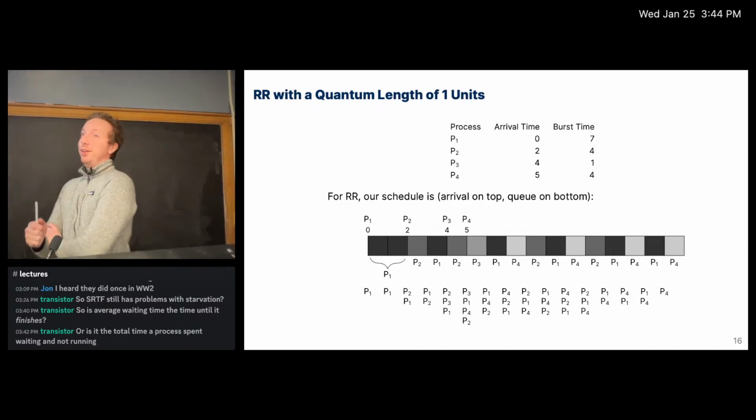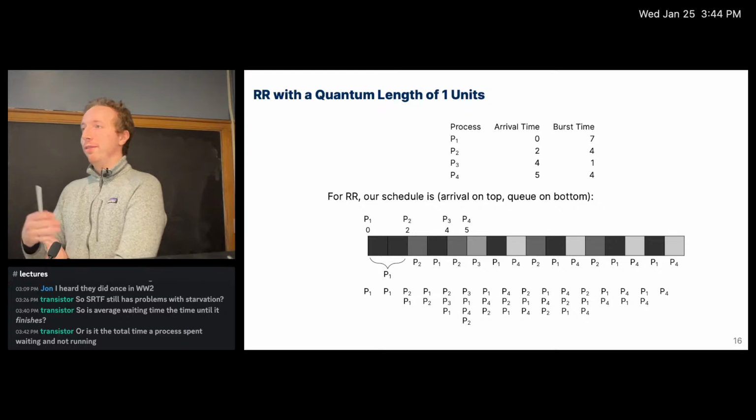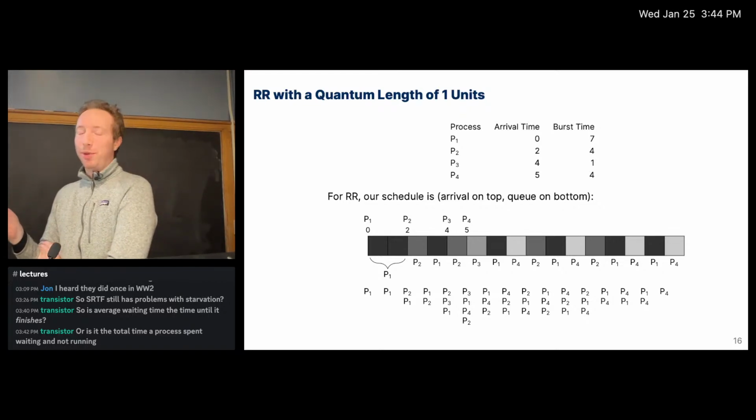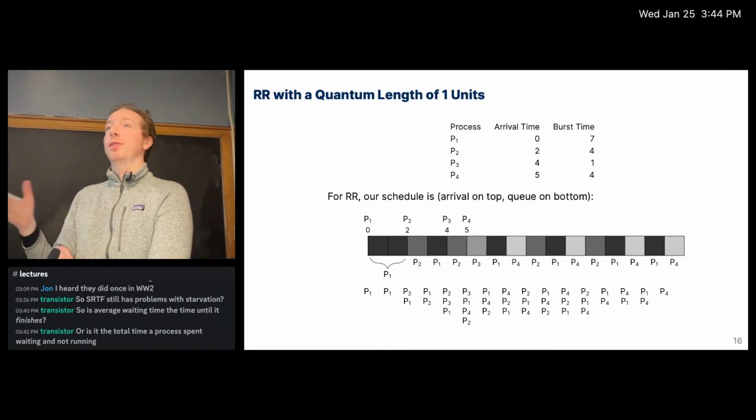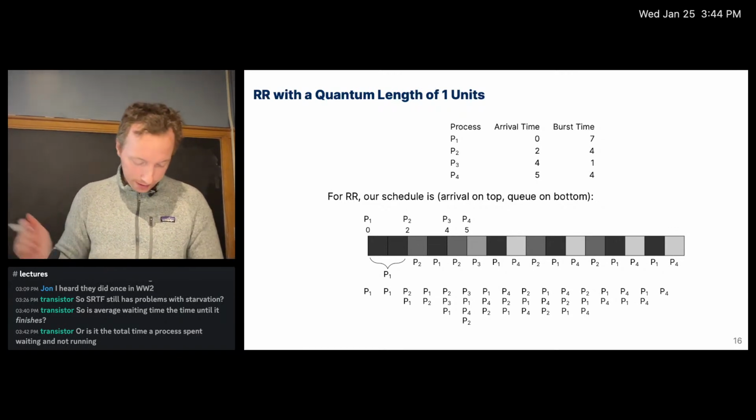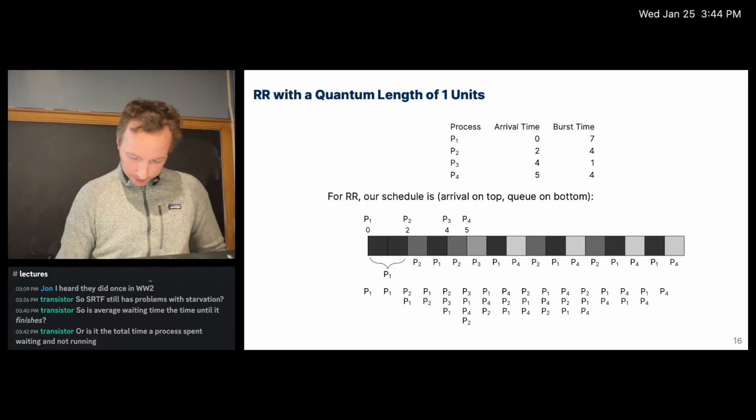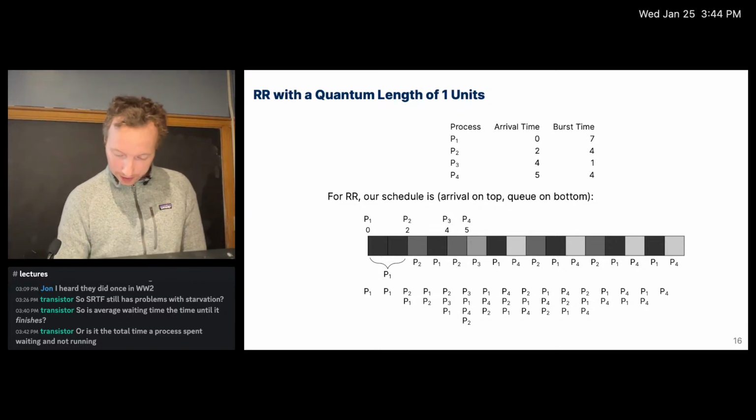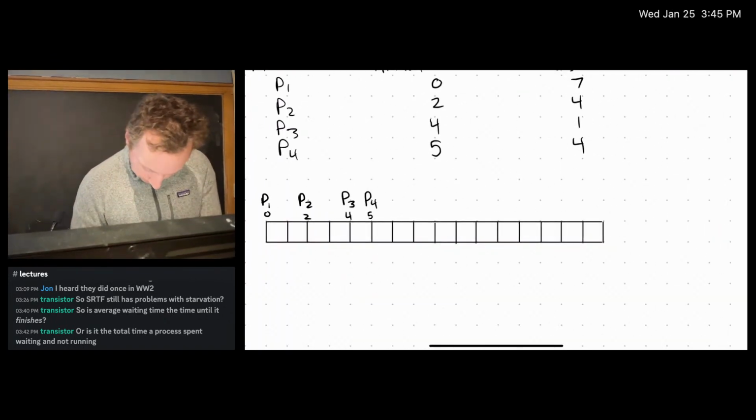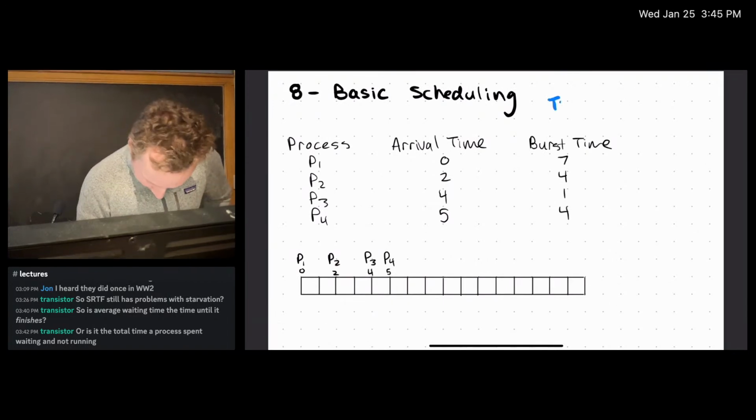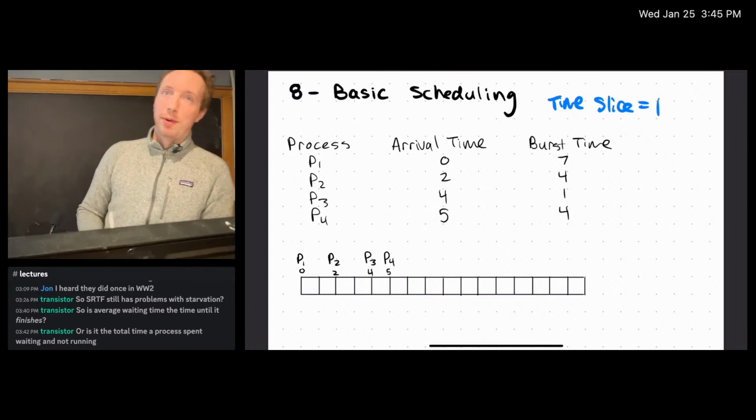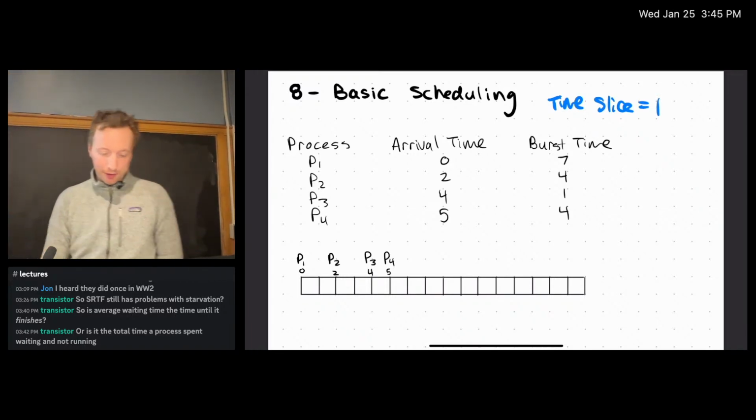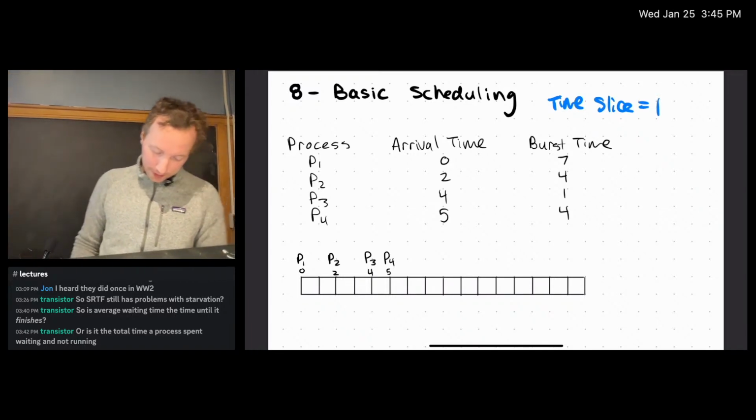So we can do this again and be like, okay, if that's their quantum length of 3, let's do it again with 1. This is just more of a pain because we'll switch things over and over again. All we'll change is the time slice. So let's go back. So now we have a quantum length of 1 single time unit, as low as it can get, just to see what happens.